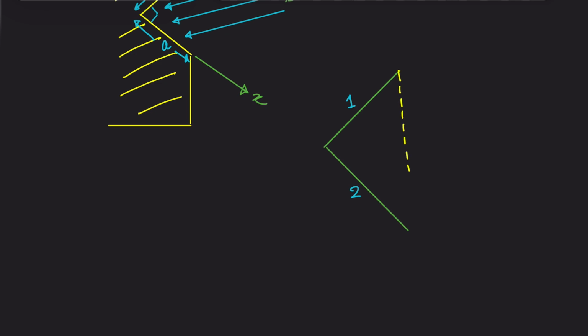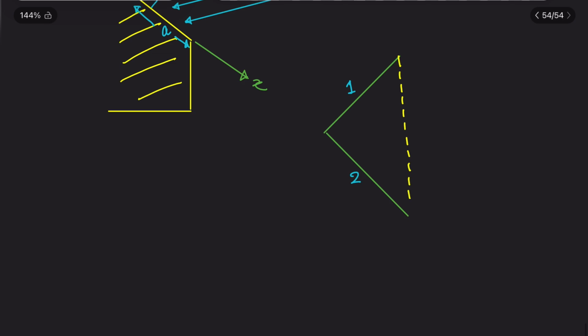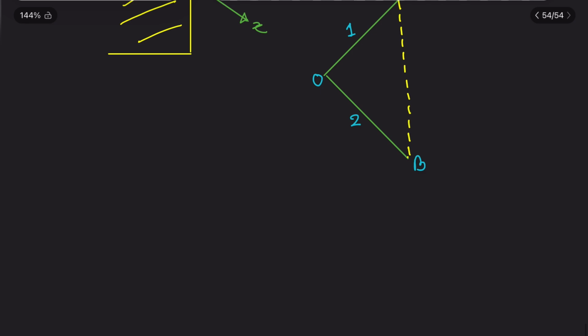Okay, but see, I am joining these 2 points. If I name them O, A, B, I am joining these A and B points by a dotted line. Why? Because I want to state the fact that this is an imaginary surface.